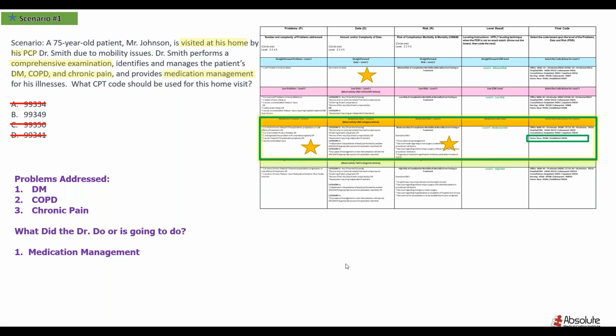Yes, I love the comments in the chat. Exactly. Everyone is participating, and that is how it should be in group studies. Great work, coders, on the first scenario. Yes, so the correct answer is option B, 99349.